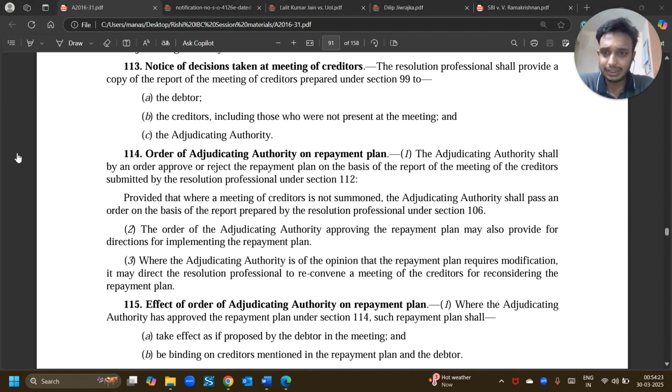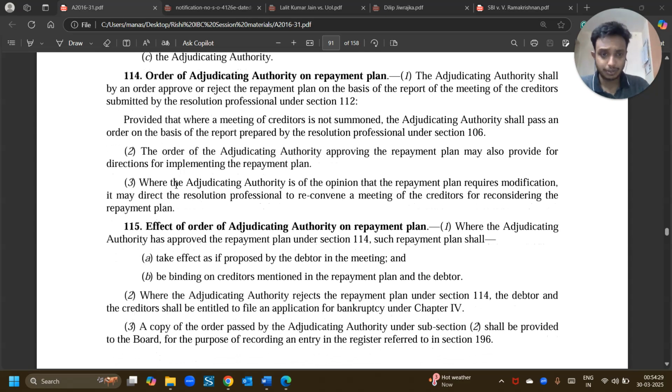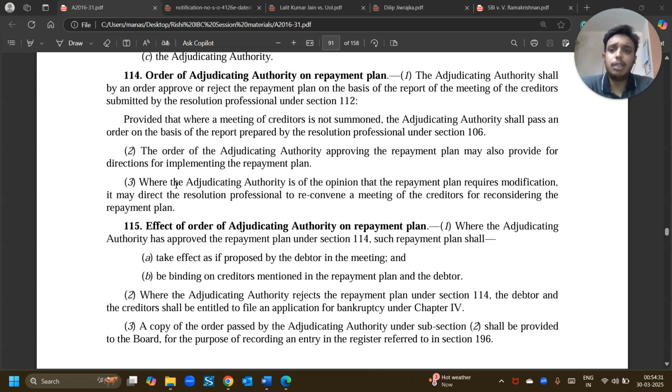Now, section 114 says order of adjudicating authority on the repayment plan. So this is the next step in the process. The adjudicating authority shall by an order approve or reject the repayment plan on the basis of the report of the meeting of the creditors submitted by the RP under 112. So the decision of the adjudicating authority here is based on the RP's report, which itself is based on the meeting of the creditors. So here it's quite simple.